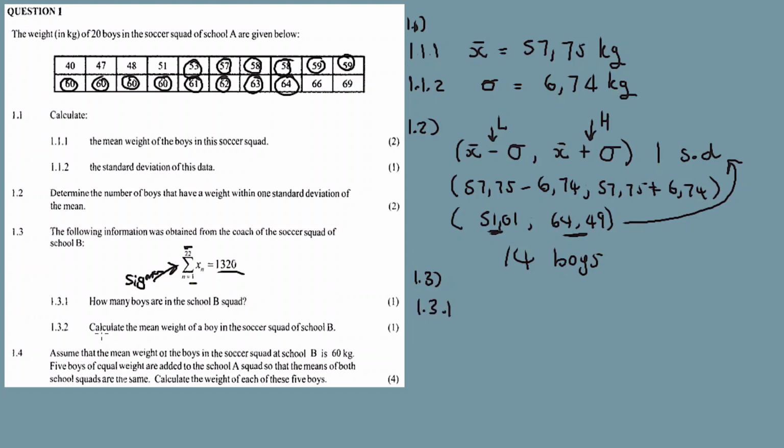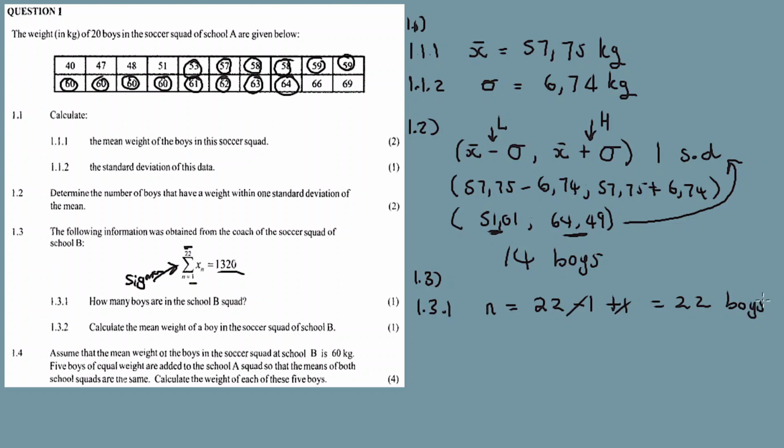So in 1.3.1 they ask how many boys are in the school B squad. How many? So it's n. If we apply the knowledge we have of number patterns, we know that it's the upper value minus the lower value plus 1. 1 cancels 1. We are left with 22. So it's 22 boys in total. Not boxes, boys.